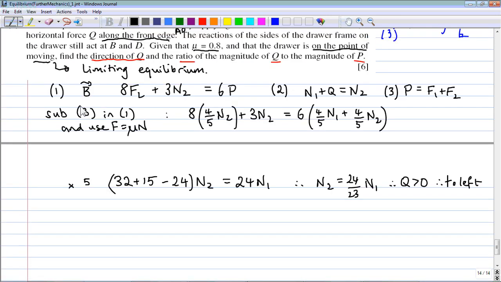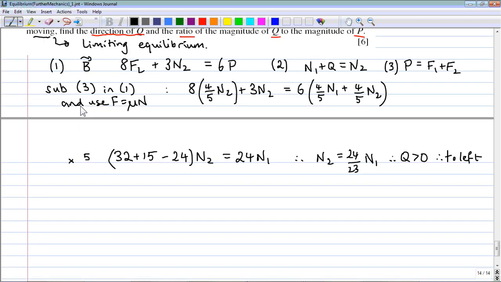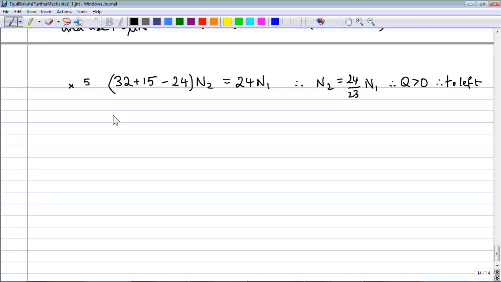And then finally we need to find the value of P over Q, so to do that I'll just simply write, actually Q over P, yeah. So Q over P, I'll just simply write it directly from the given equations. Q from equation 2 was equal to N2 minus N1, and P was F1 plus F2, so that's mu N1 plus mu N2.